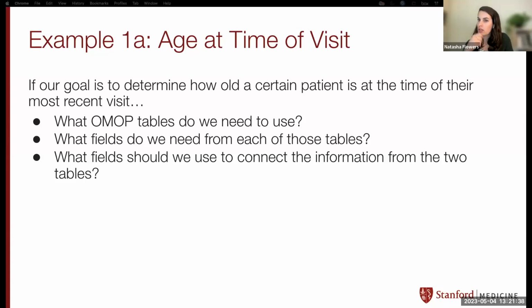Okay, can anyone unmute or put it in the chat and tell me what specific tables from the OMOP data model we would need to use to answer this question? Would it be person and visit occurrence? Yes, sounds good. And then from those tables, because there's information on those tables we don't need, what are the fields or the variables or the columns that we will need to use from each of those tables? Someone else can answer too.